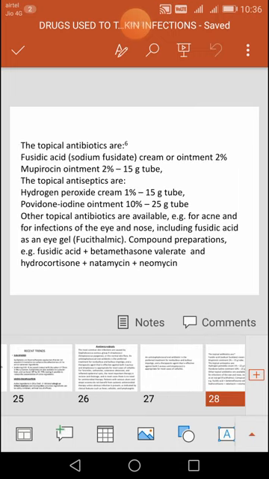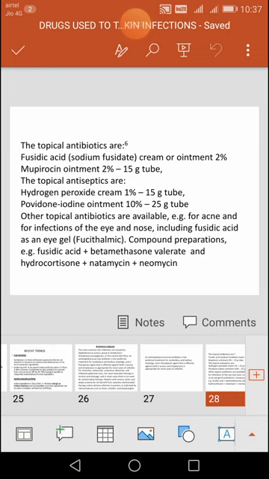Okay, so the topical antibiotics are fusidic acid cream or ointment, or mupirocin ointment, that is 2%, in a 15 gram tube. Then the topical antiseptics are hydrogen peroxide cream and povidone iodine ointment 10%. Other topical antibiotics are also available for acne and for infections of the eye, nose, and ears, including fusidic acid as an eye gel.